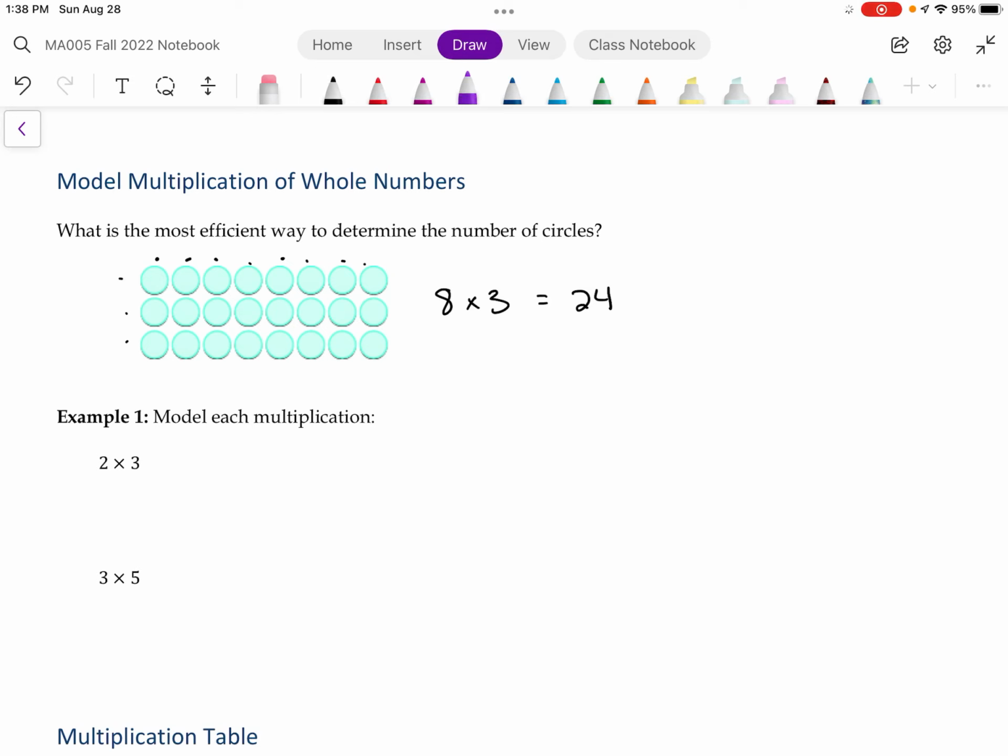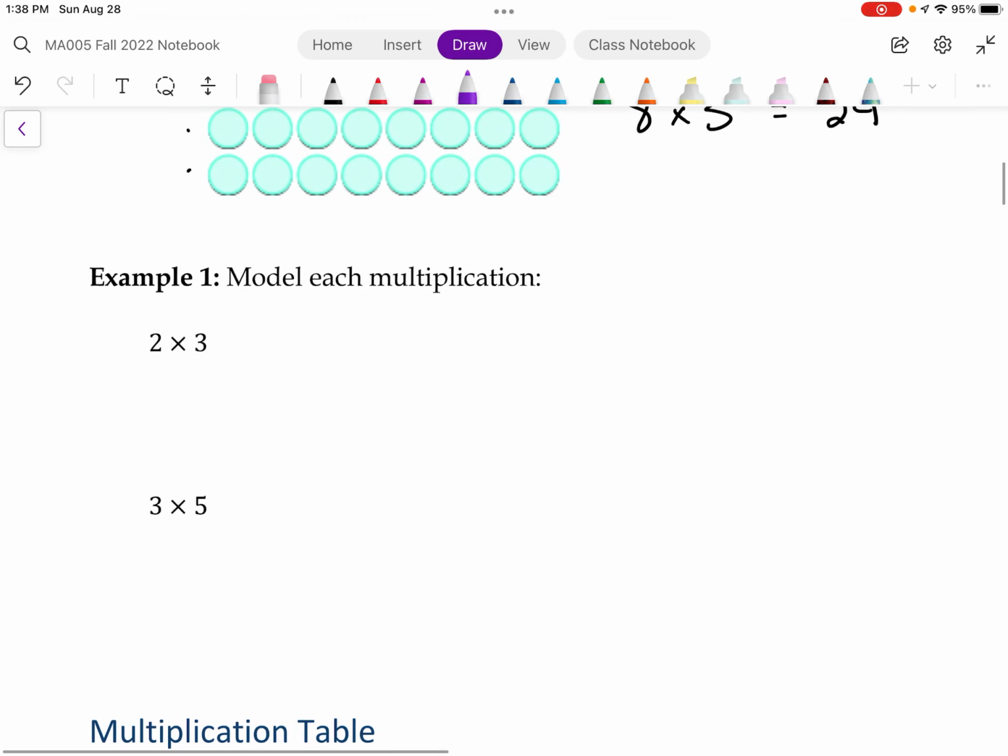So how would we model these multiplication problems here? So 2 times 3. You can do it a couple different ways, but I'm going to go 1, 2, 3, and we have 2 sets of 3. So that's a way to model that.